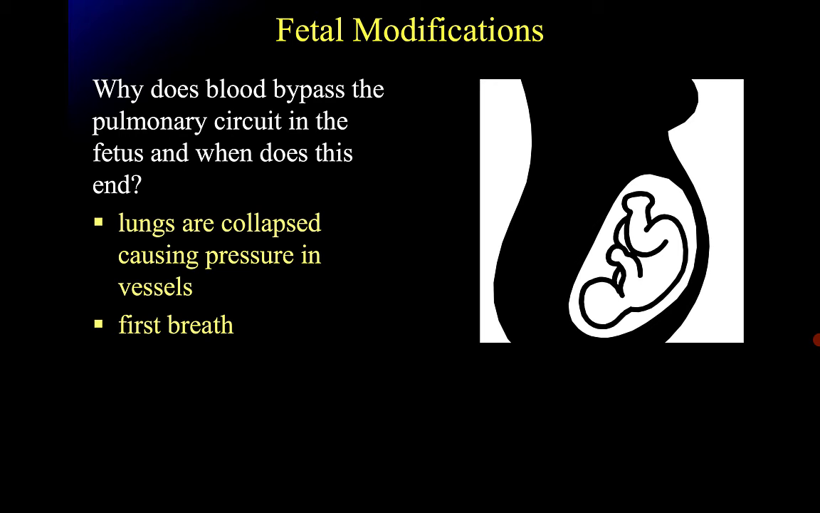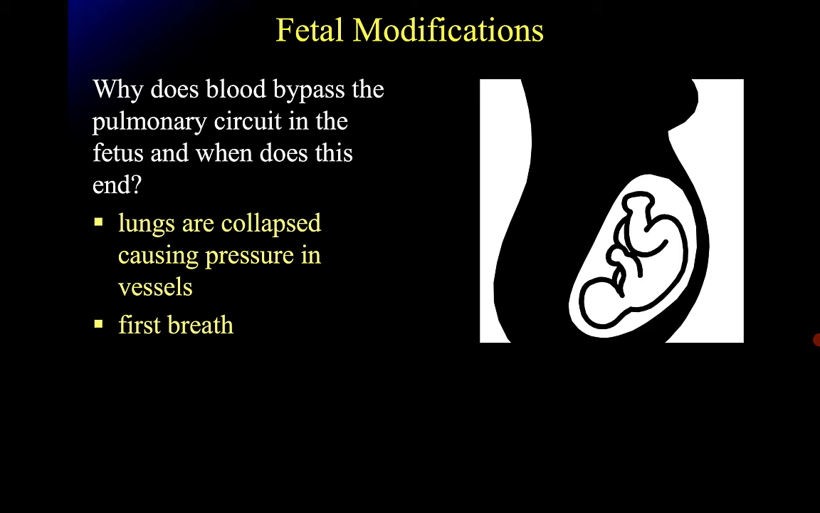Our next topic is going to be to take a look at the fetal modifications that are associated with the different conditions in which a fetus exists. And so if we think about this, blood will bypass the pulmonary circuit in the fetus. And we want to think about why it does this. Well, the obvious thing is that this fetus, sitting in the mother, is getting its oxygen from the placenta, not from anything it's breathing. But that's not necessarily the actual mechanism that's happening here.